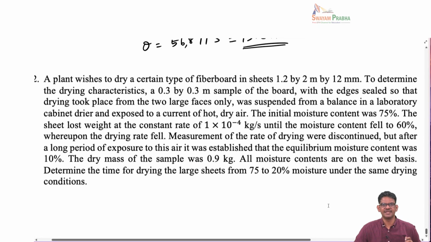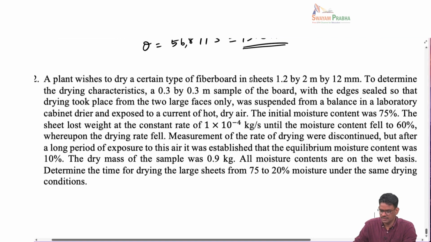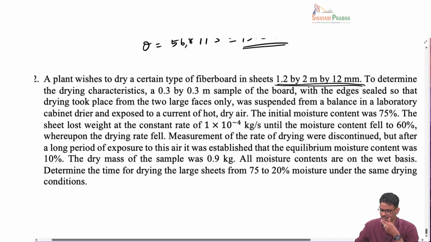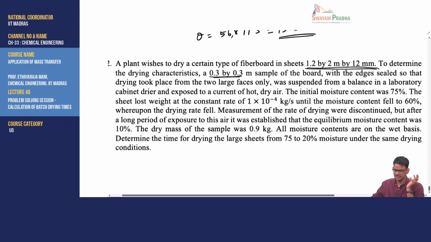The problem statement is a little lengthy, but it is important in the sense that I was mentioning, the actual solid and the drying test with a sample is all there. So please go through this for a few minutes. In this problem, the actual sample that we wish to dry is a little larger. It is about a 1.2 meter by 2 meter board. To determine the drying characteristics, a smaller sample of 1 foot by 1 foot, or 0.3 meter by 0.3 meter, is used, with the edges sealed so that the drying happens only from the two faces.